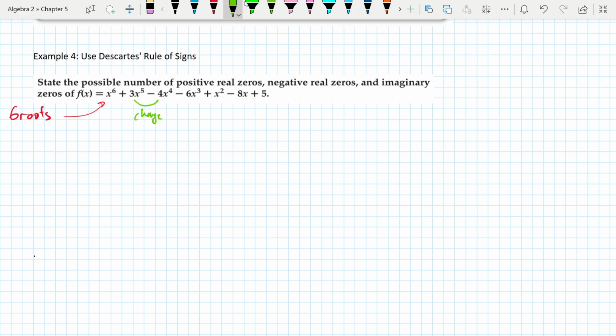Negative 4 to negative 6, no change. Negative 6 to positive x squared, that's another change. Positive to a negative, that's a change. Negative to a positive, that's a change. So here I can see there are 4 sign changes. That means there are 4, 2, or 0 positive roots. Now, why did I write that if there are 4 sign changes, there might be 2 or 0?